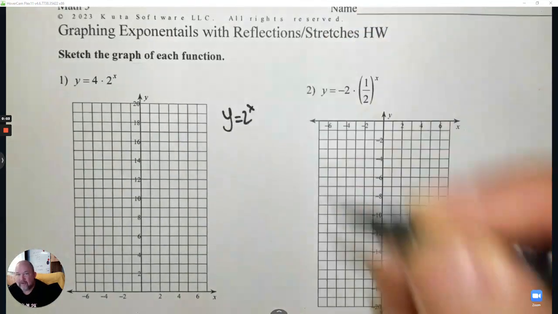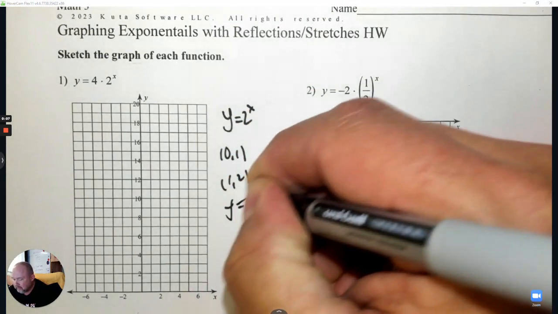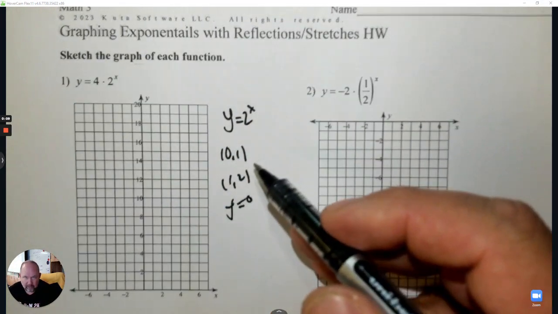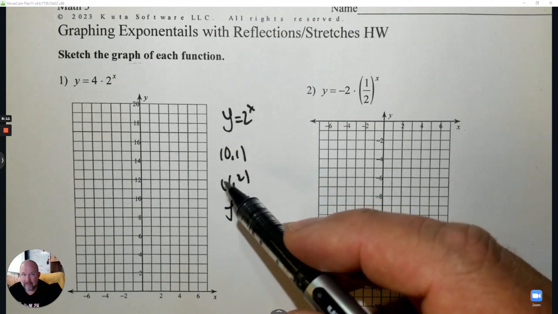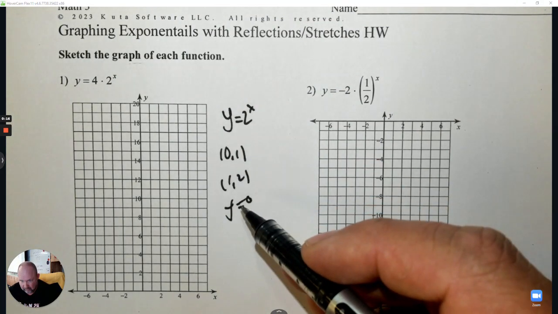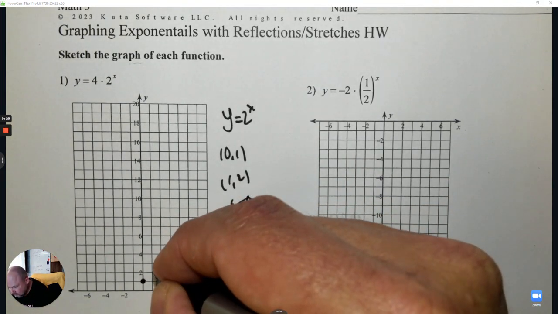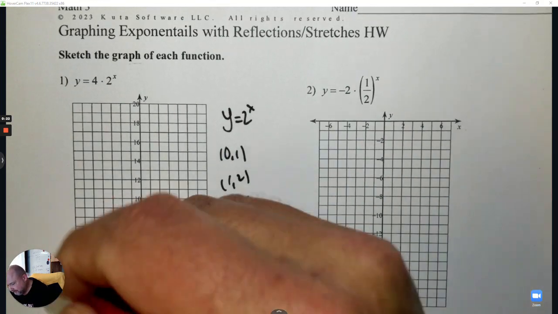So the basic exponential is 2 to the x. I need to know 2 points and the asymptote. So (0, 1) is a point on every basic exponential, and (1, 2) is based on the base, and y equals 0 is always the asymptote. So (0, 1), (1, 2), and the asymptote.